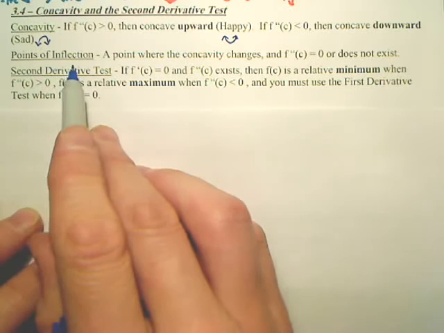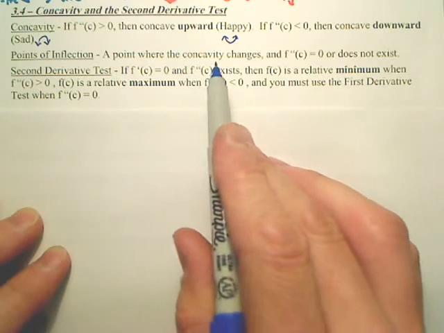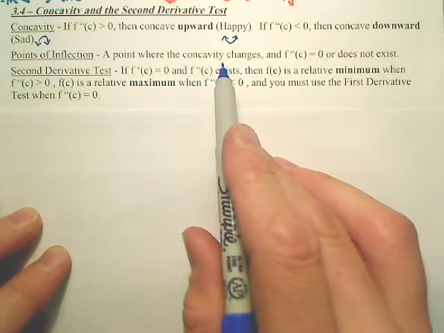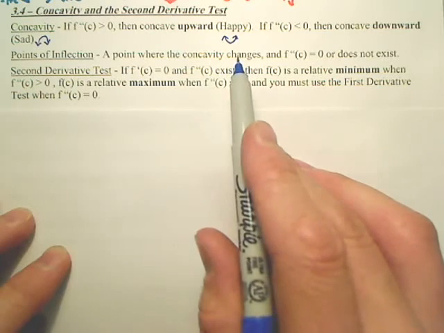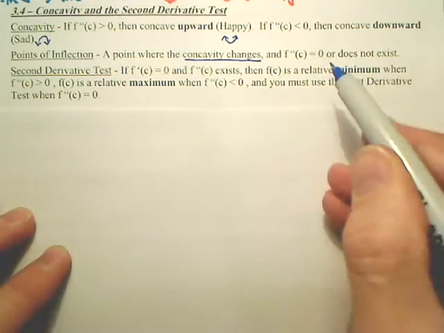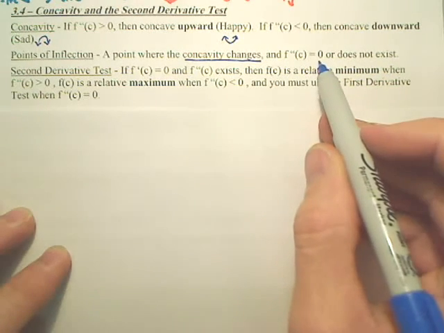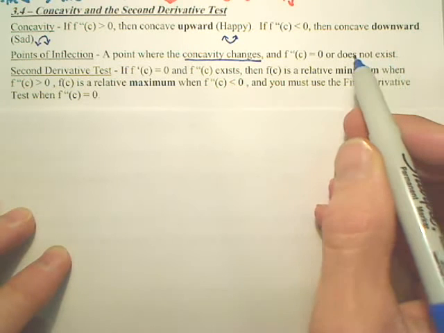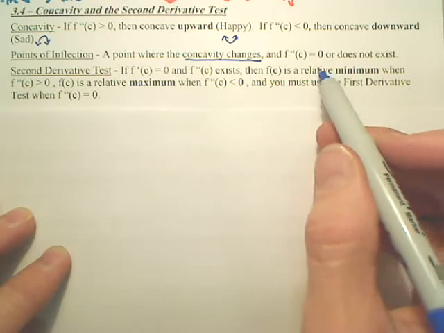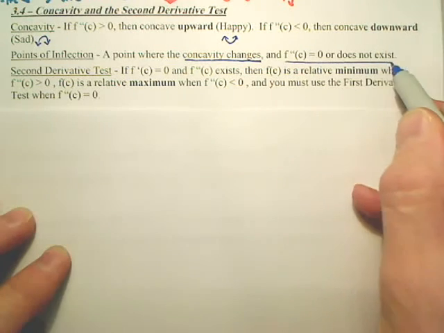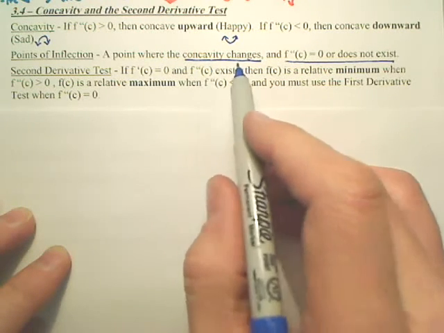Now, points of inflection are points where the concavity changes, basically, meaning it doesn't matter which direction it changes: positive, negative, positive. Points of inflection are just where the concavity changes, and the second derivative equals 0 there. Okay, points of inflection, the second derivative equals 0 or does not exist. Just like critical numbers, it's kind of like the critical numbers of the second derivative. So points of inflection, these two things are very important, and it tells where concavity changes.